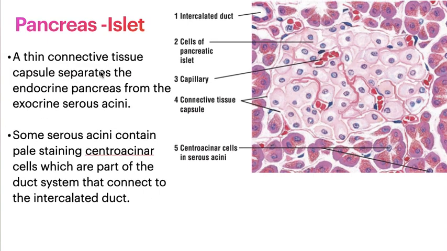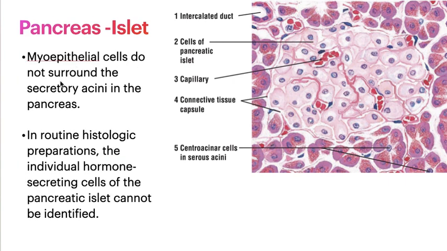Now, you can see a thin connective tissue capsule separating the exocrine pancreas from the endocrine pancreas. Some serous acini contain pale staining centroacinar cells, as the name suggests at the center of an acinus, which are part of the duct system that is connected to the intercalated duct.